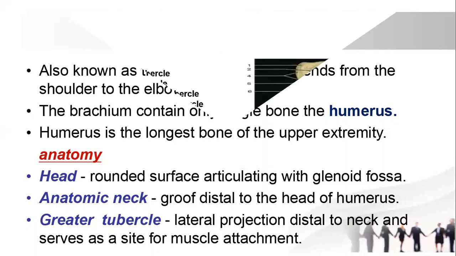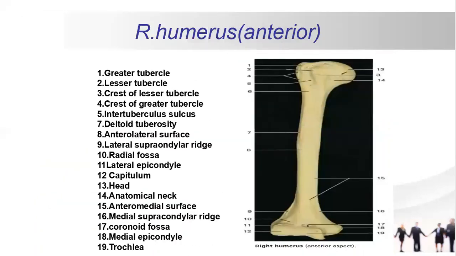This is the anatomy of the humerus before we proceed to the more detailed part. We have number 1 being the greater tubercle, number 2 is the lesser tubercle, and number 3 right here is the crest for the lesser tubercle. Number 4 is the crest for the greater tubercle. Number 5 is the intertubercular sulcus. We'll be able to find them in detail.